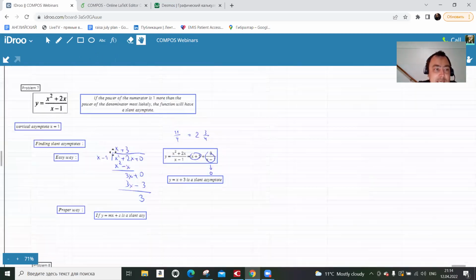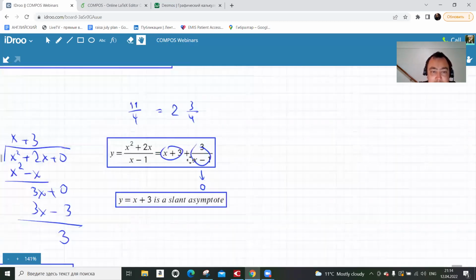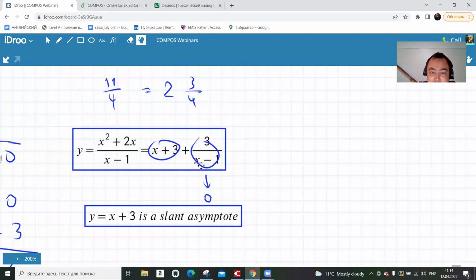So what I did, I took the original function, x squared plus 2x over x minus 1. I divided it with a remainder. So this divided by this is x plus 3, and the remainder is 3. And because this term becomes infinitely small when x becomes large, as x tends to infinity, this becomes 0. So we can ignore that term, and the function simply becomes x plus 3. In fact, the bigger the x, the closer the function is to y equals x plus 3. Does it make sense, Edward?